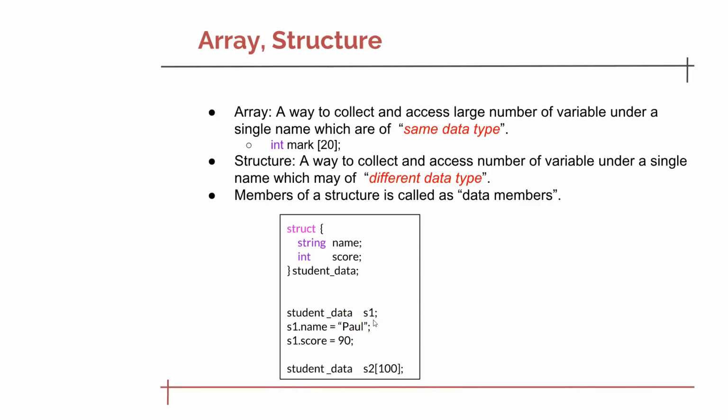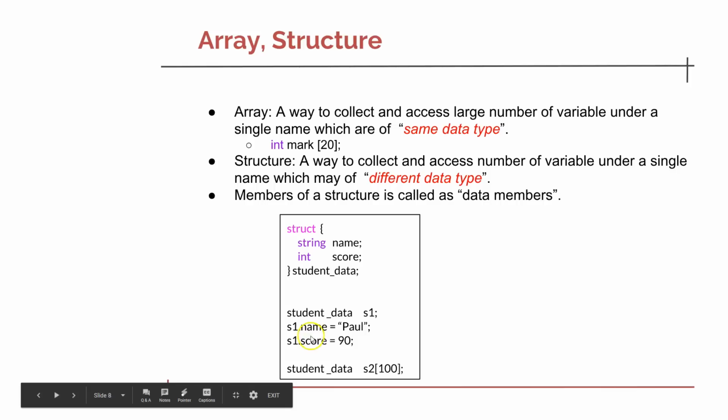Once you define a variable of a structure data type, you will be able to access the individual data members of that structure, like s1.name, s1.score, etc. You will be able to assign a string value to s1.name, and an integer value to the score variable. Also, you will be able to define an array of structure data types like student_data s2 of 100. So here it is declaring a structure type array. Thus you will be able to save data of 100 students with this name s2.